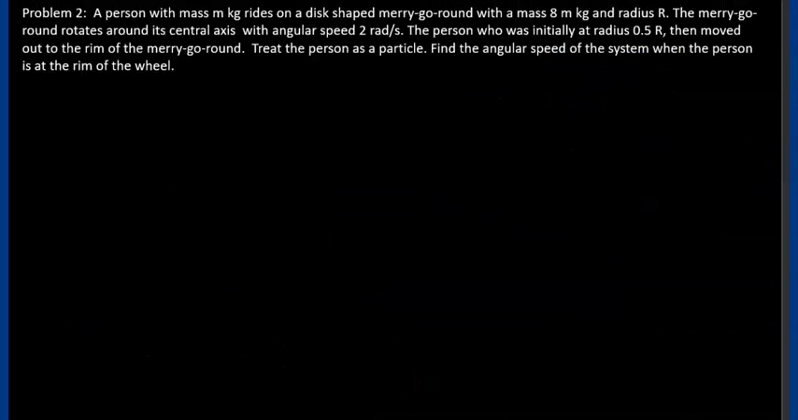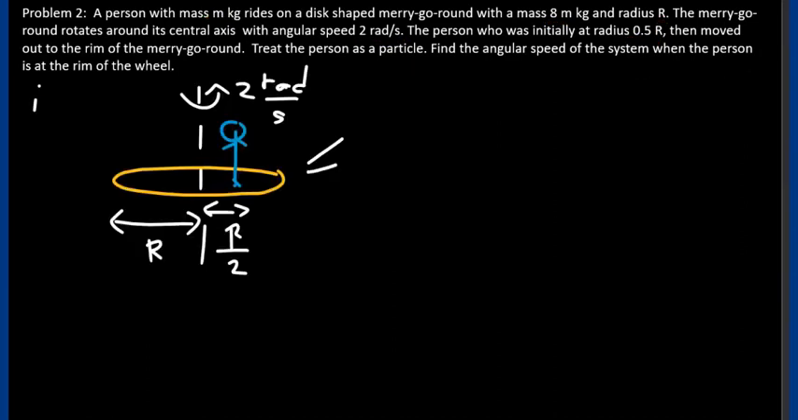A person with mass m kg rides on a disc-shaped merry-go-round with a mass 8m kg with radius r. The merry-go-round rotates around its central axis with an angular speed of 2 radians per second. The person, who was initially at radius r over 2, then moves out to the rim of the merry-go-round. Treat the person as a particle, and find the angular speed of the system when the person is at the rim of the wheel. The diagram here shows the initial scenario.